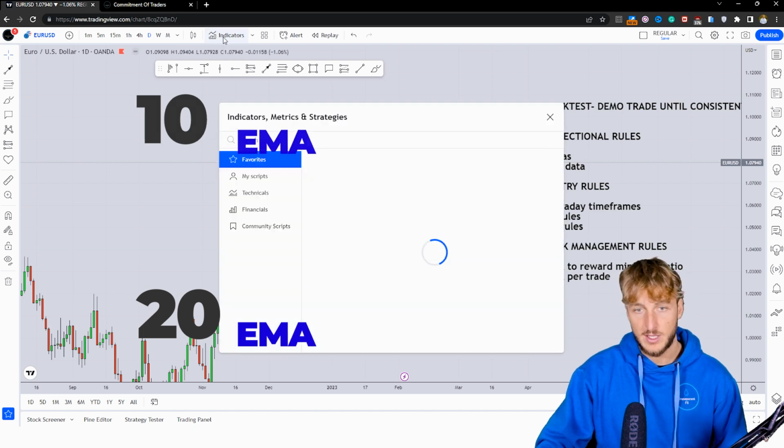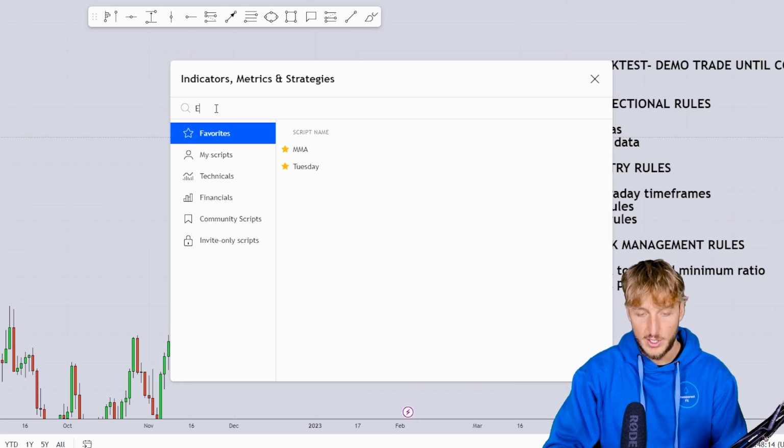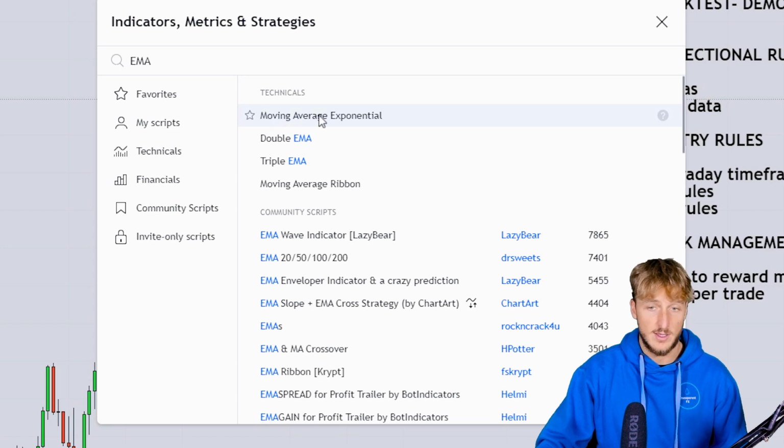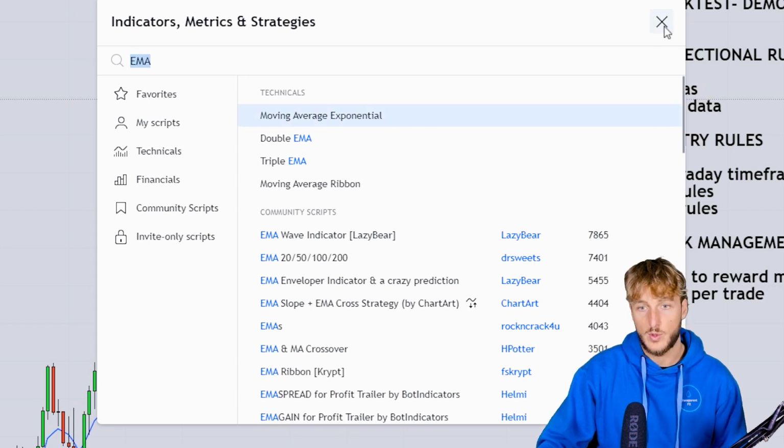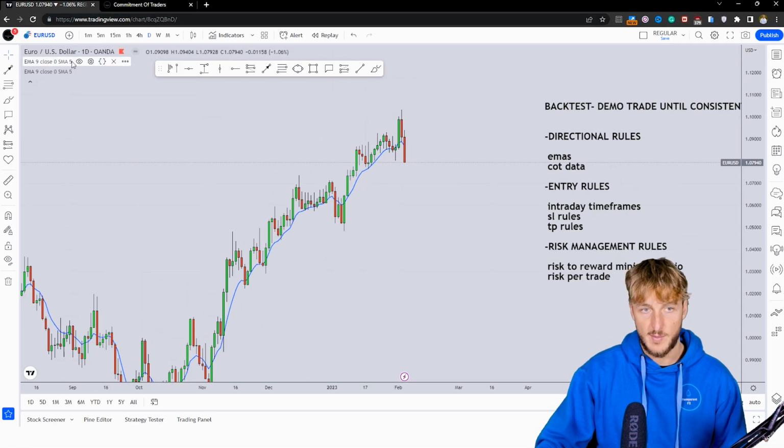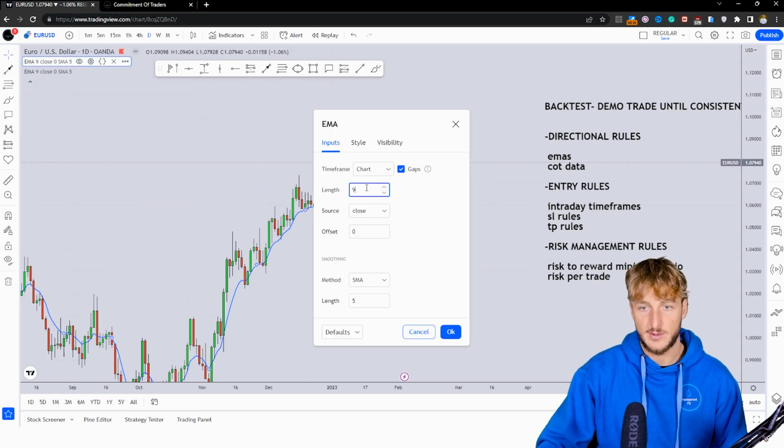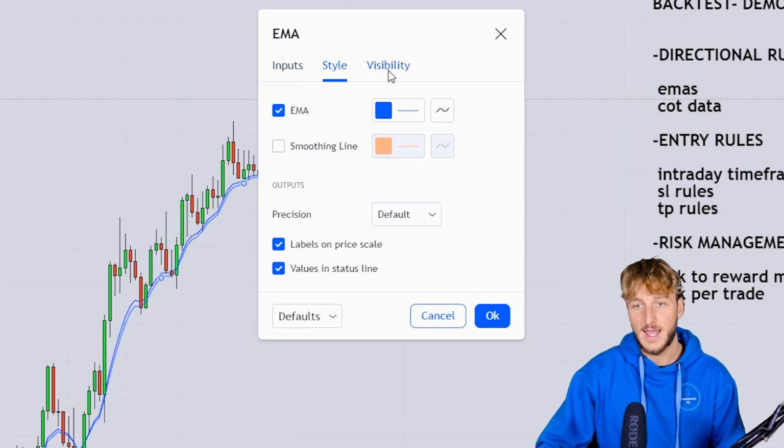Now, how you can place them on your charts, just go here, you search for EMA, and you will see here moving average exponential. You can click on this twice so that you will have two EMAs here. Now at that point, you can just click on them and adjust them to be the 10 and 20.